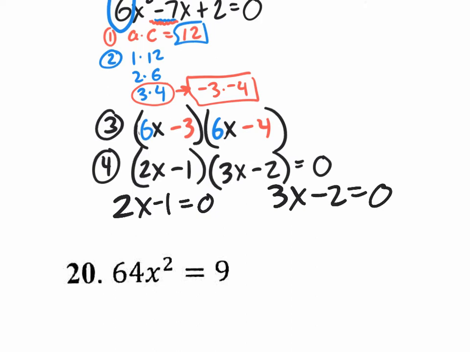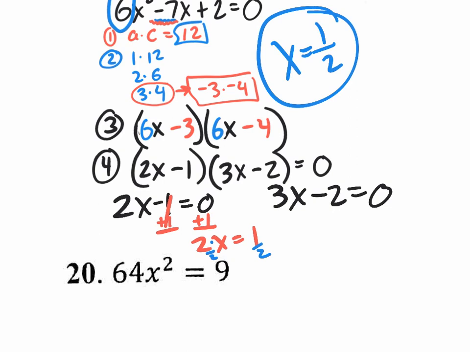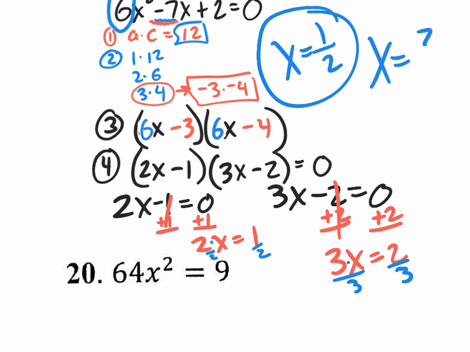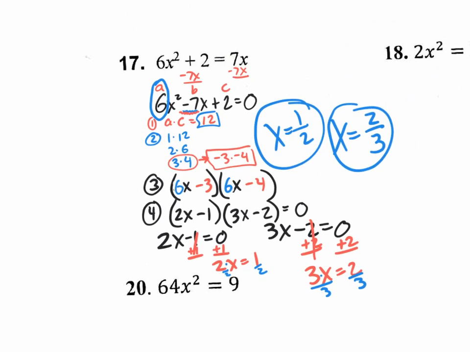So on the first equation, I need to get rid of that minus 1. I'm going to go plus 1, plus 1. I'm going to have a new equation that reads 2x equals 1. If I divide both of those by 2, I'm going to end up with x equals 1/2. And that is one answer. On the other one, I'm going to go plus 2, plus 2. You're going to end up with 3x equals 2. Final step would be divide by 3. So you end up with x equals 2/3. And that's your other answer. So those are your two answers, two fractions for number 17.